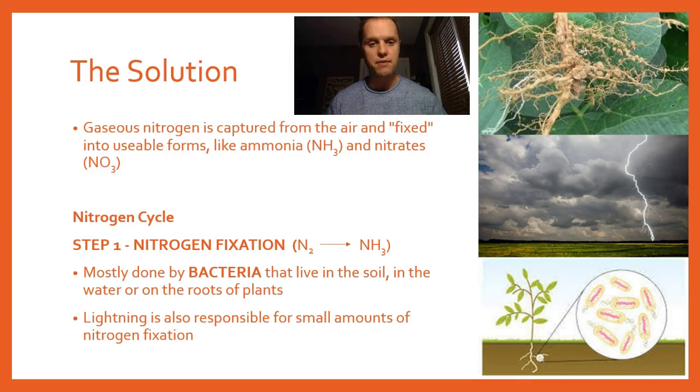The first step of the nitrogen cycle is known as nitrogen fixation, which is where we take N2 and convert it to NH3. And this is done mostly by bacteria that live in the soil or in the roots of plants. Now, lightning is actually responsible for a small amount of nitrogen fixation, but it's really a low amount compared to what bacteria do every day.